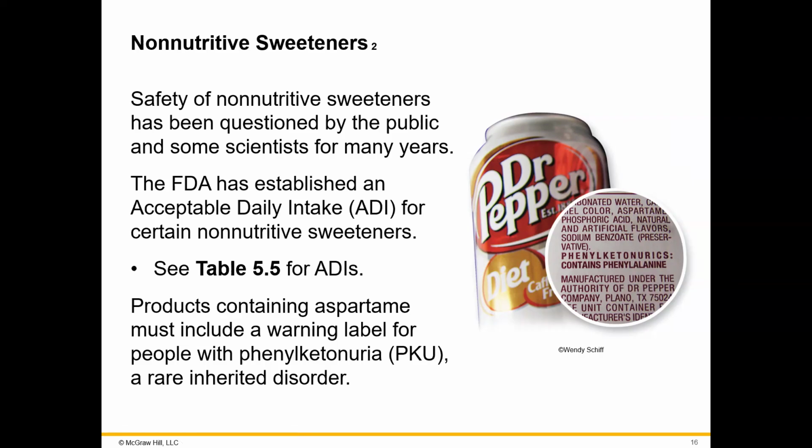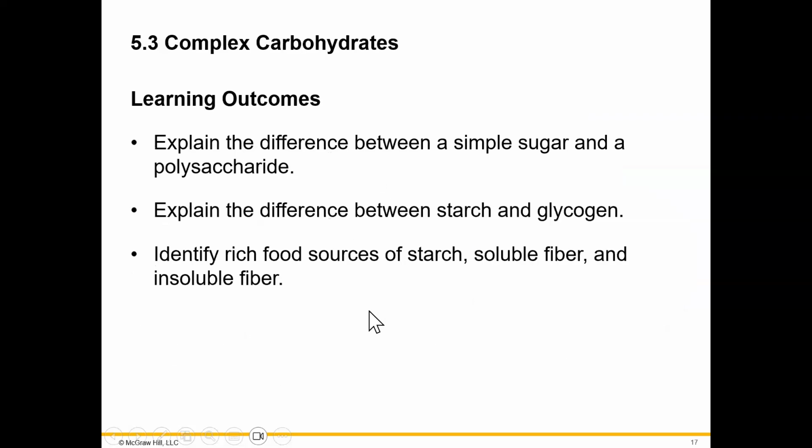Because it is a chemical, any product with aspartame must have this warning label on it for people who cannot break down this phenylalanine, and they will end up with phenylketonuria, which is very alarming and can be serious. It's an inherited genetic disorder where they cannot break down this particular chemical. That's why there's a warning label on certain foods.